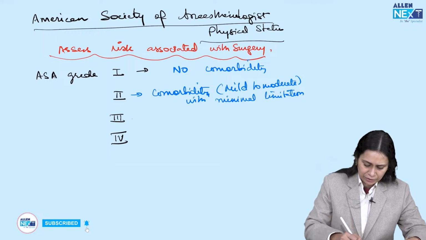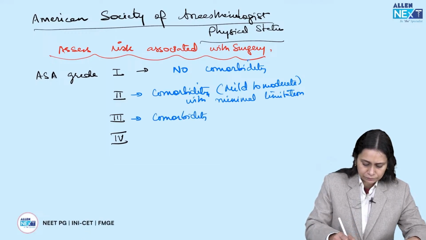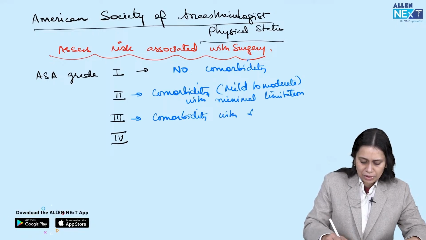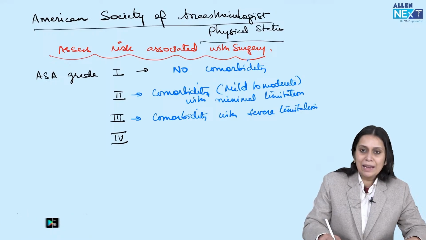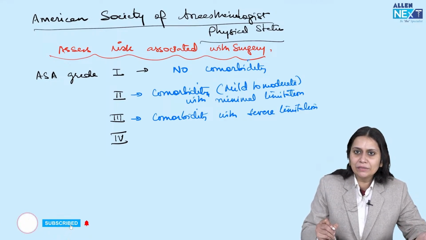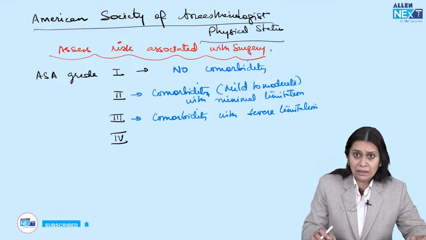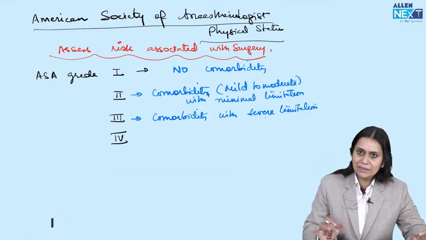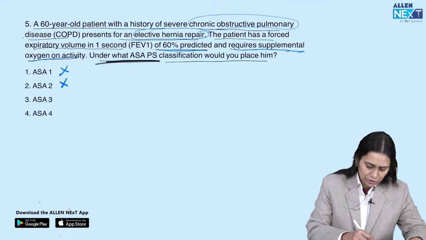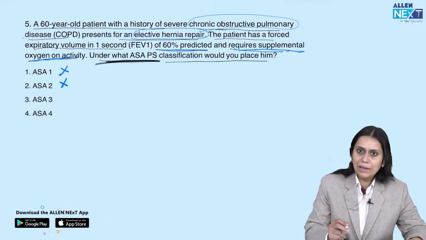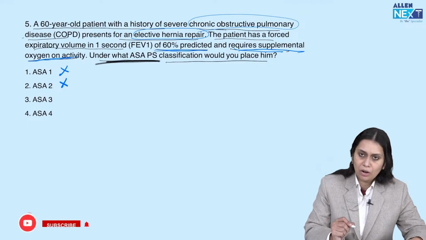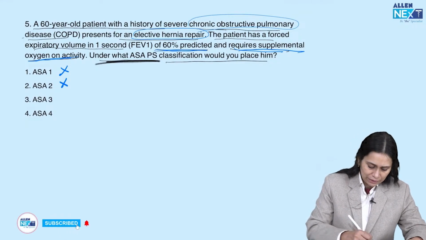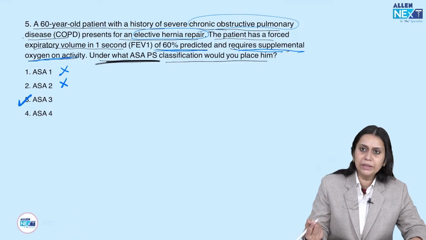Now ASA grade 3: comorbidity with severe limitation, but it is not threatening the life. It is with severe limitation, then it is ASA grade 3. So there is a limitation. He requires oxygen on activity, supplementary oxygen on activity, right? He is ASA grade 3.